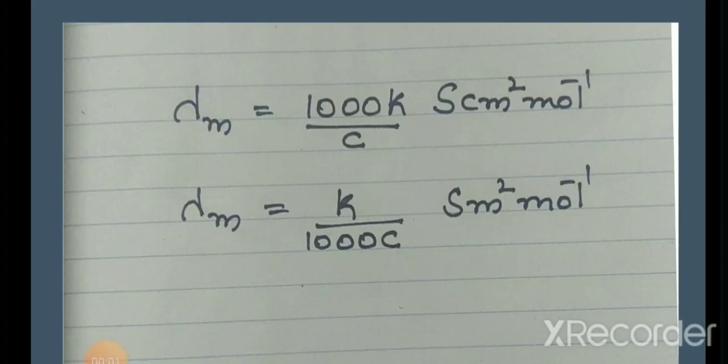If the unit of conductivity kappa is Siemens per centimeter, then molar conductivity lambda m can be calculated using the formula 1000 kappa by C. Then the unit of lambda m will be Siemens centimeter square mole inverse. If conductivity kappa is given in units of Siemens per meter, then molar conductivity lambda m can be calculated using the formula kappa by 1000 C. The unit of lambda m then will be Siemens meter square mole inverse. C is the concentration of the solution in moles per liter.